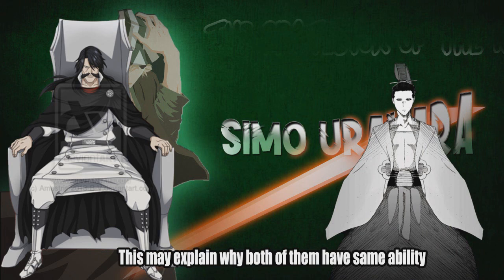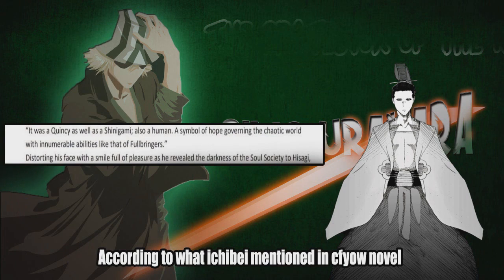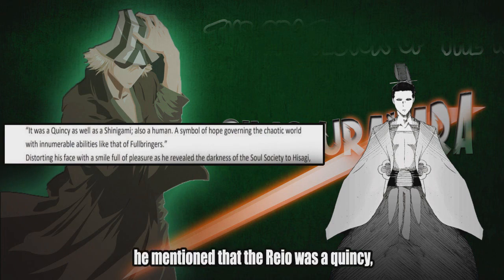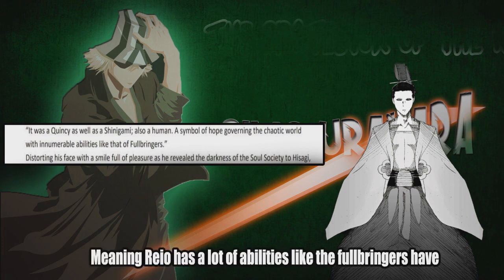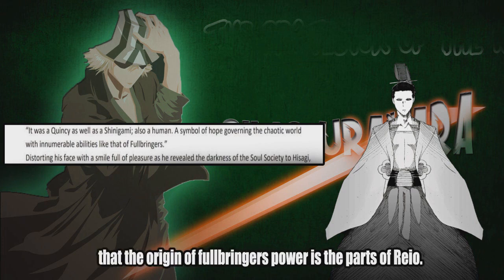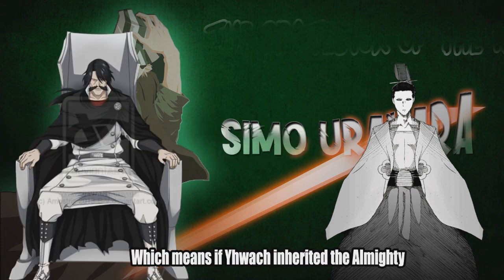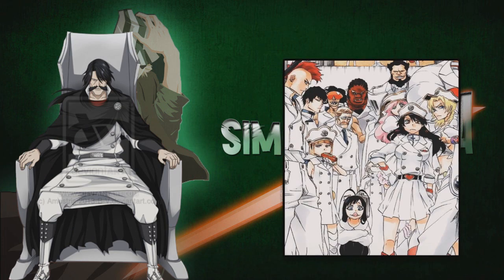This may explain why both of them have the same ability, and based on that, Yuhabas may also have inherited some other abilities from his father, according to what Ichibe mentioned in the novel. When he was talking about Ryu, he mentioned that Ryu was a Quincy, Shinigami and human, and he has many other abilities like that of Fullbring. Meaning Ryu has a lot of abilities like the Fullbrings have, and it was confirmed in the same novel that the origin of Fullbring's powers is the parts of Ryu, which means if Yuhabas inherited the Almighty, he may have also inherited other abilities. Consequently, he can give them to the Sternritter without stealing them, or even without using his Almighty power, so he just engraves the Schrift and gives the ability.